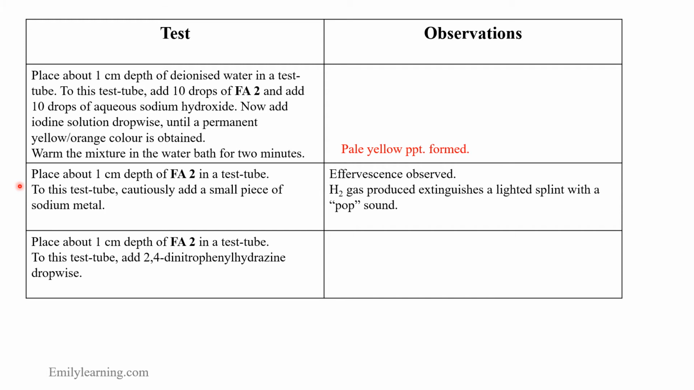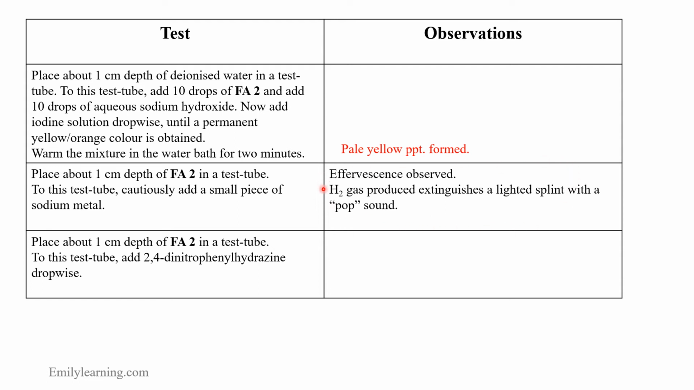Next, place about 1 cm depth of Fa2 in a test tube. To this test tube, cautiously add a small piece of sodium metal. So for this test, they didn't ask you to do it. That's why they write the observation for you. The reason why they don't want you to do this is because adding sodium metal to a substance is usually very explosive, because sodium is a very reactive metal. So they do not want you to do it, but they do want you to know that when sodium is added to Fa2, hydrogen is produced. That is why they give you this observation.